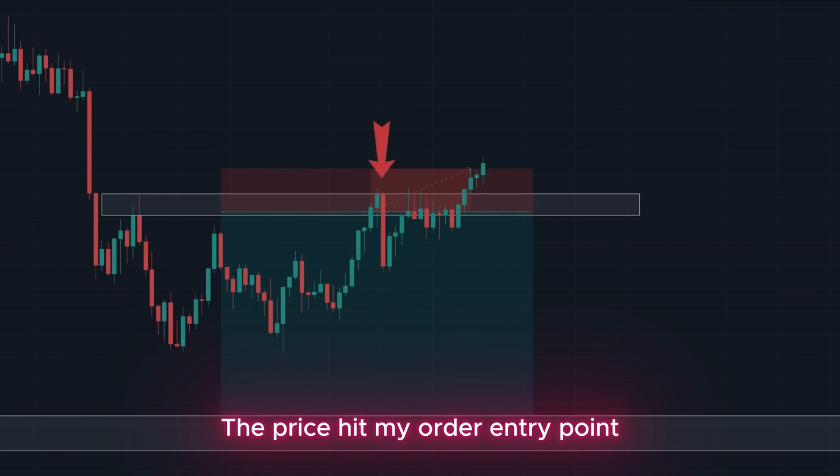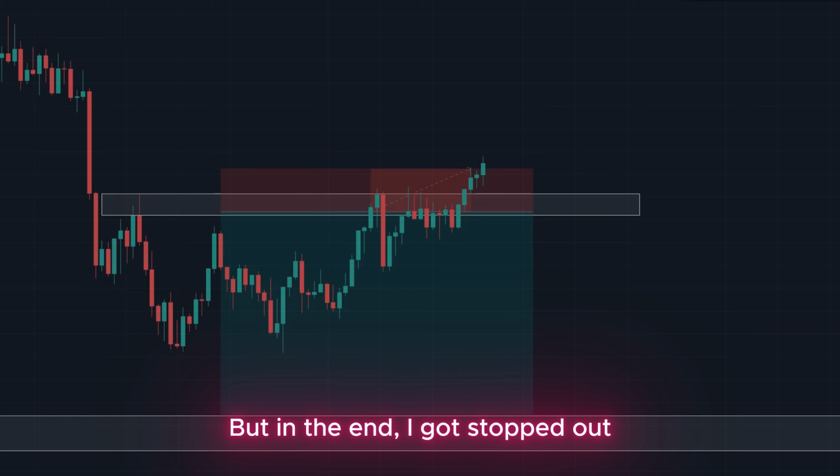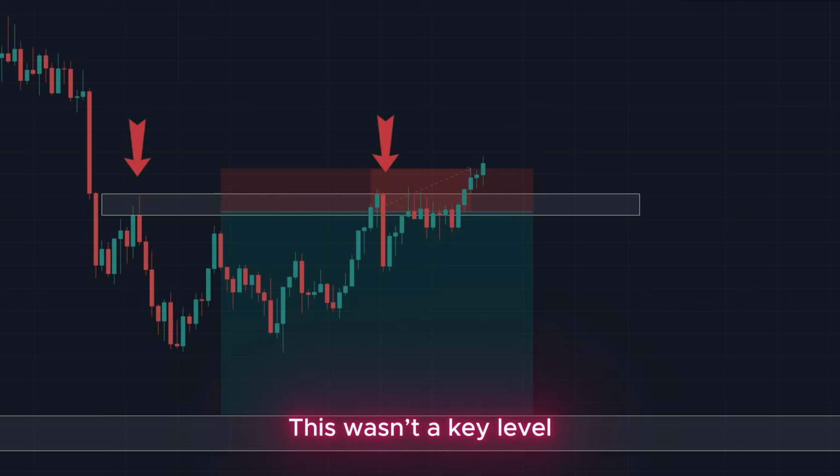The price hit my order entry point and dropped sharply like this, so I confidently held the order. But in the end, I got stopped out. The reason I got stopped out in this case is very simple. I misidentified the key level. This wasn't a key level.